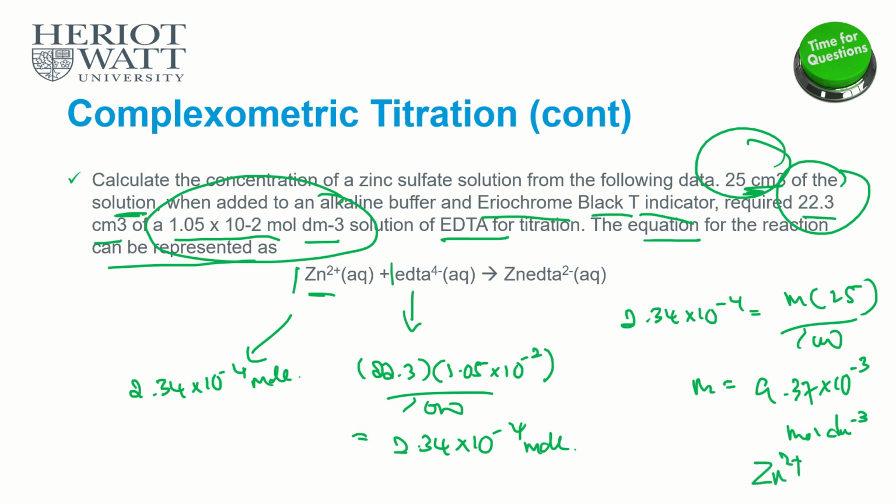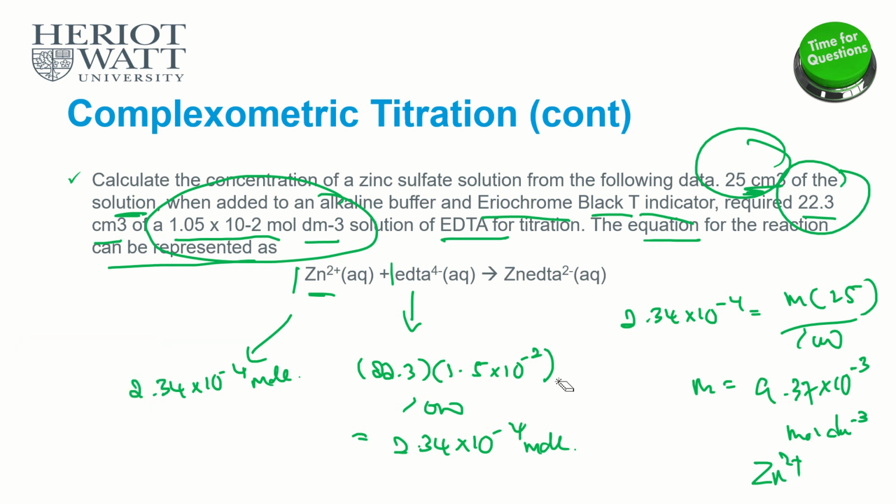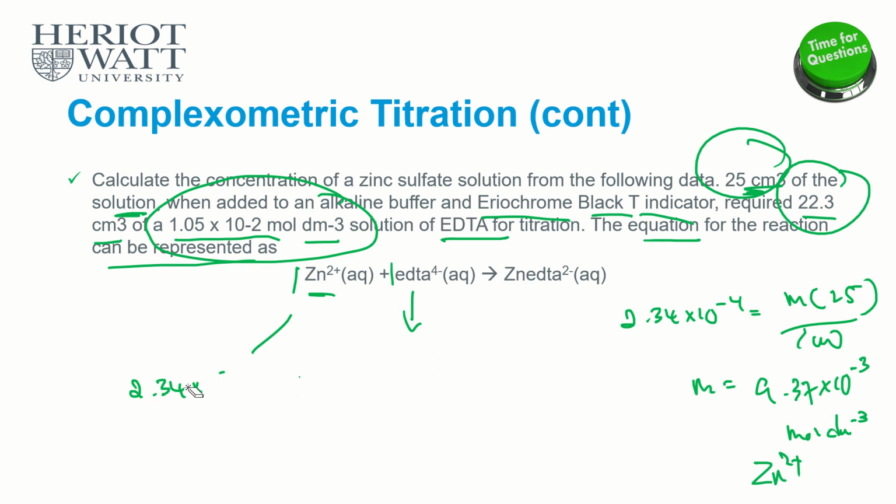But is it the same as zinc sulfate? Let's check it out. Right? Is it the same as zinc sulfate? Let me erase this first. So what we are calculating here is actually for zinc ions, right? Because in the equation it is zinc ions. So now we have the concentration, 9.37 times 10 to the power negative 3 mole per dm cubed of zinc 2 plus ions. Is it the same as zinc sulfate?